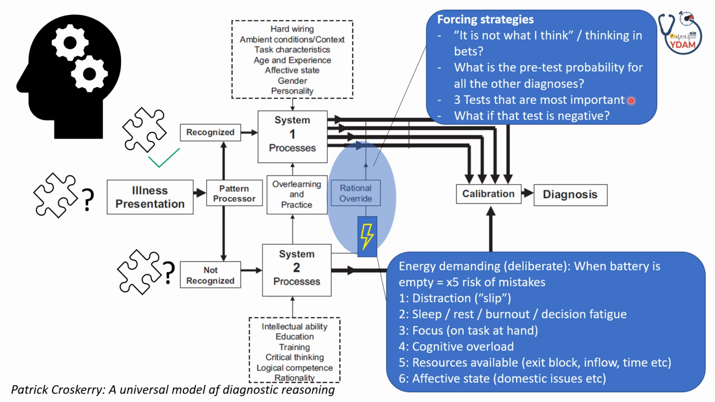And show me 3 tests that are the most important, and that's also a forcing strategy that we went through in the case in part 1. And what if the test is negative? What are you going to do if the test is negative? What are you going to do if the test is positive? These are forcing strategies. Another forcing strategy that I haven't written up is just doing your 2x2 table: what are the time critical conditions here, and have I ruled them out?